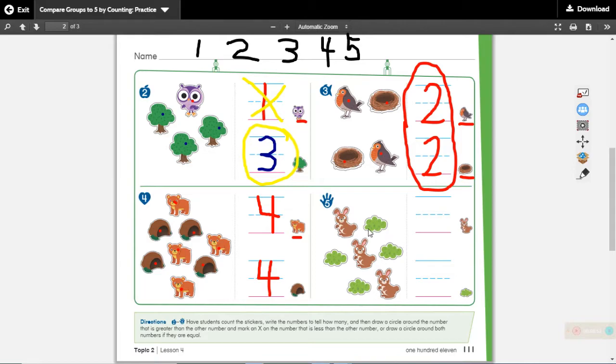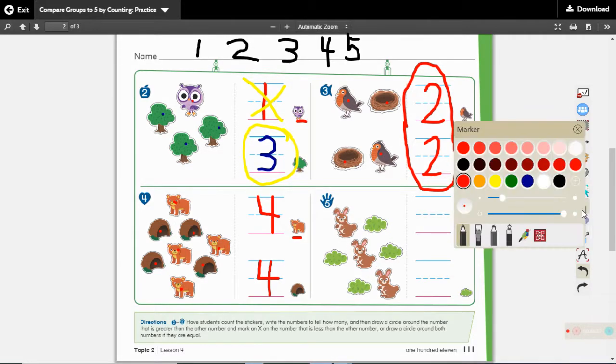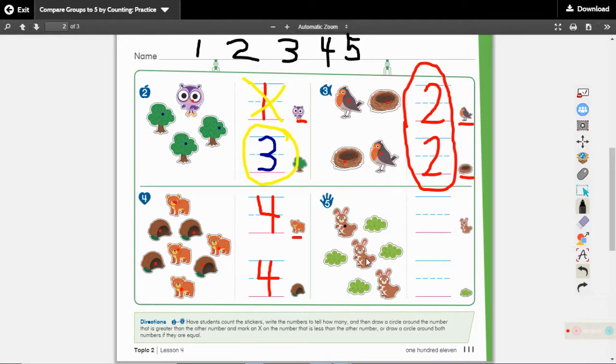Let's look at the rabbits and the hedges now. We're going to count the rabbit stickers. Ready? 1, 2, 3. How many bunny rabbit stickers did we have? 3. Around the tree and around the tree. That is how we make a 3.